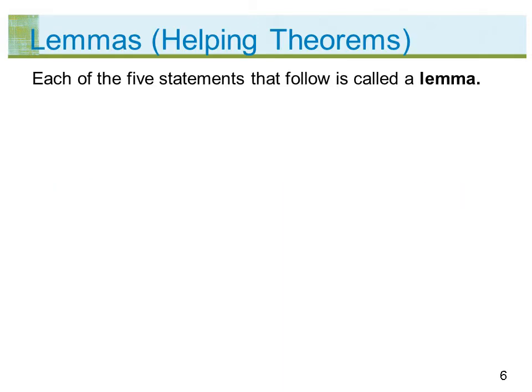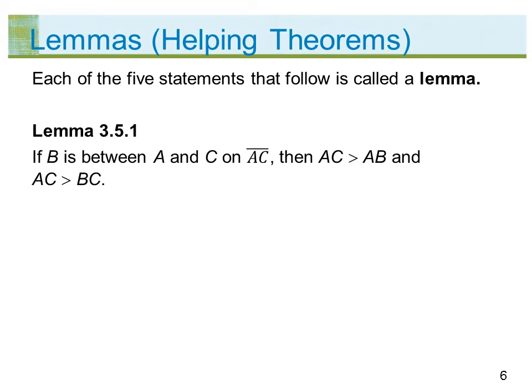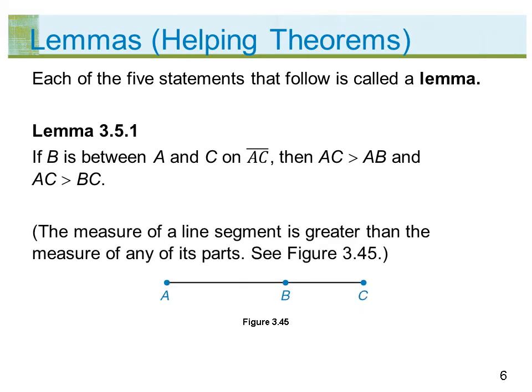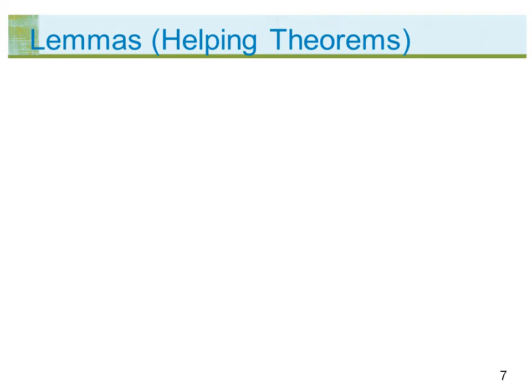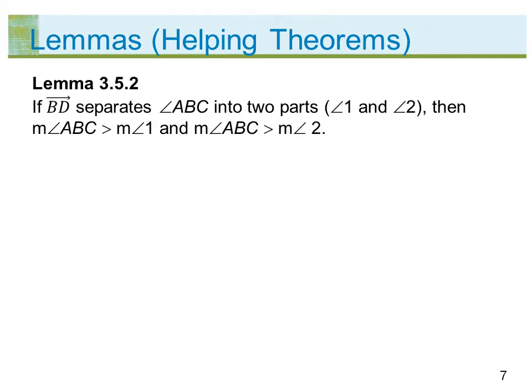Each of the 5 statements that follow is called a lemma. Lemma 3.5.1: If B is between point A and point C on segment AC, then AC > AB, and AC > BC. The measure of a line segment is greater than the measure of any of its parts. See Figure 3.45.